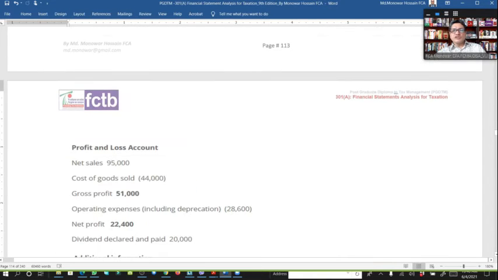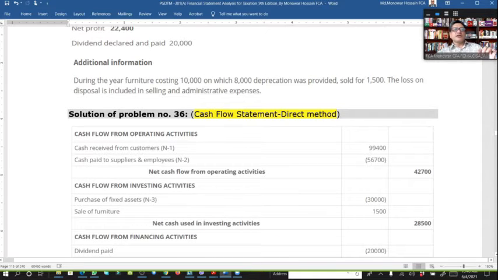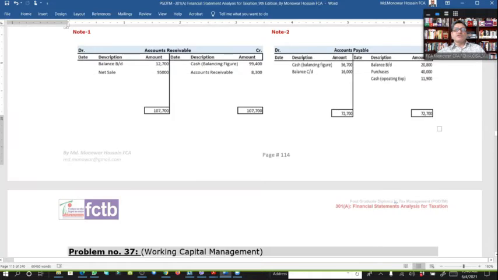So this way, there are a few corrections here. I will correct it and mail you. So this is the direct method of cash flow: only on the operating side, receipts from customers and payments to suppliers and employees are included in your operating activity. This way, we can calculate the direct method.